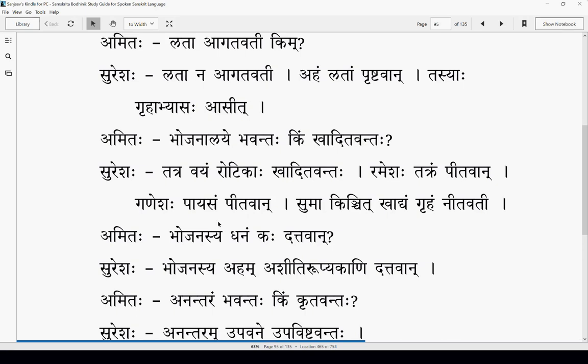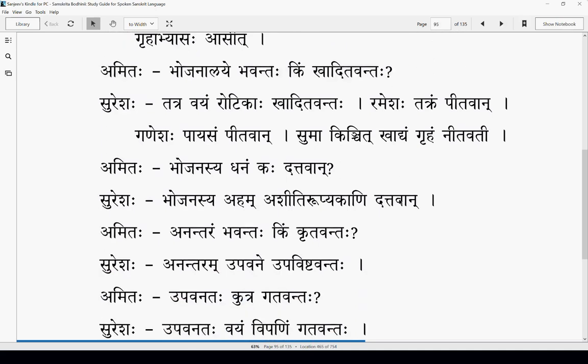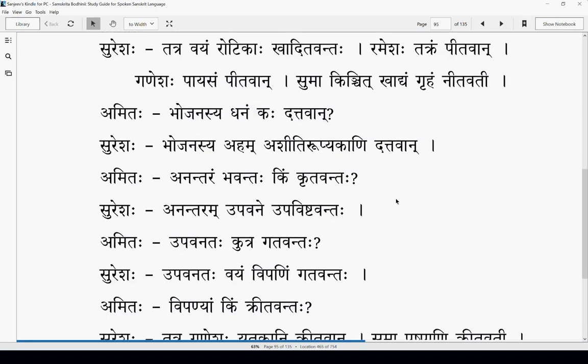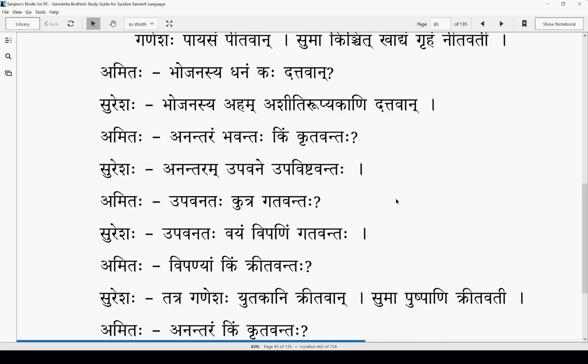Rameshaha takram pitavan. Takram means buttermilk. Rameshaha payasam pitavan. Asmat kinchit khadyam gruham nitavati. The next, Amitaha. Bhojanasya dhanam kaha dattavan? Bhojanasya aham ashiti rupyakani dattavan.